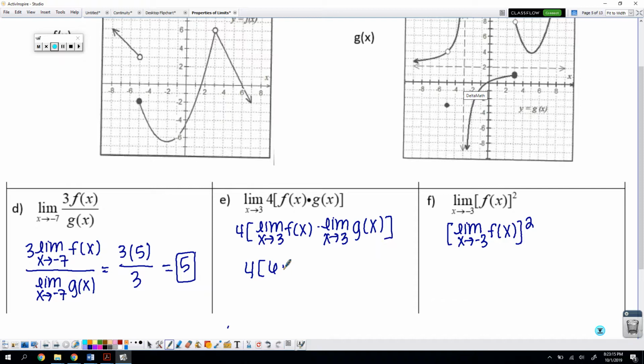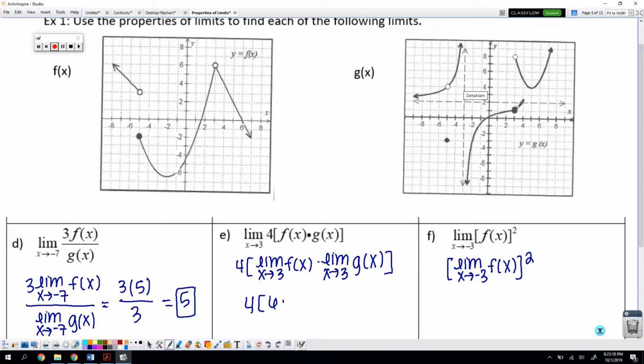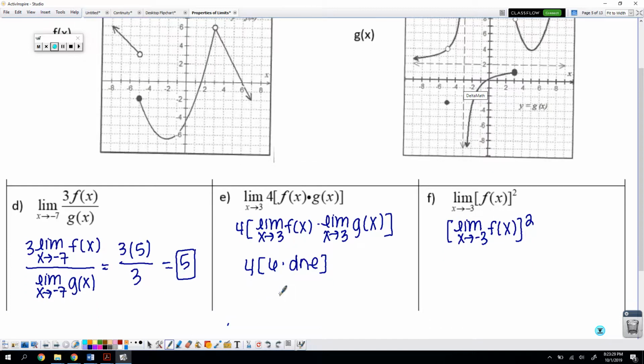Oh, do you guys see that for 3, it looks like we're coming from different sides or different places, so this does not exist. Lucky for us, these are going to become our favorite ones, because anything times does not exist, does not exist. So you don't even have to really think about that anymore, it just does not exist. Now we're going to do the limit as x approaches negative 3, and then square it. So as f of x approaches negative 3, we're at negative 6, and we're going to square it, which gets us 36.